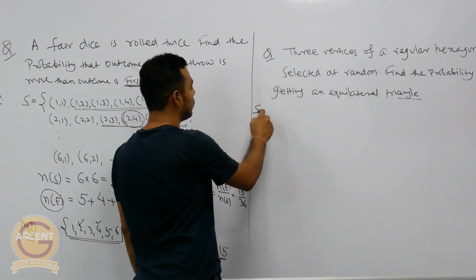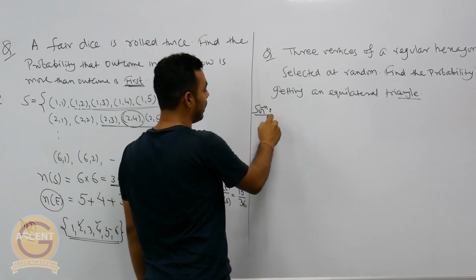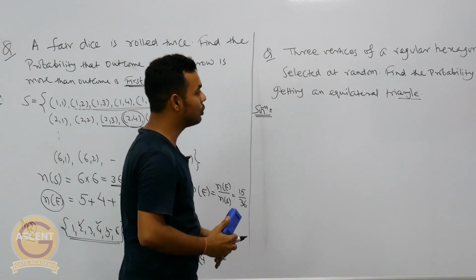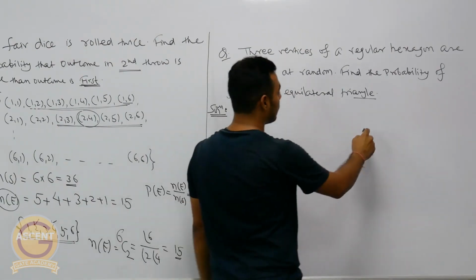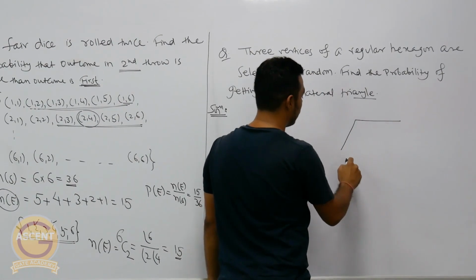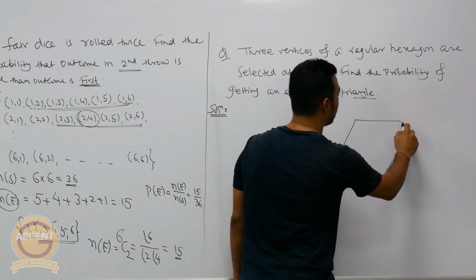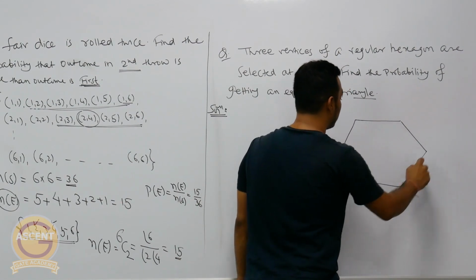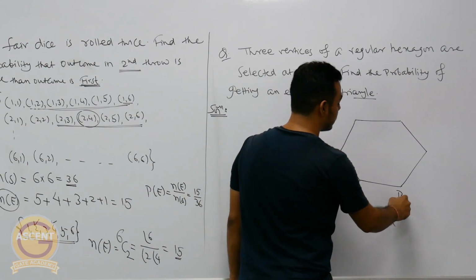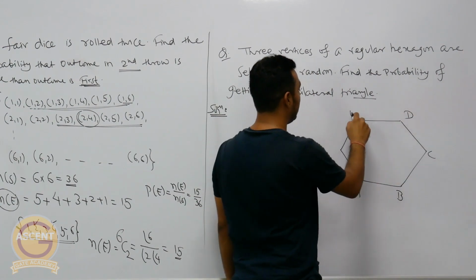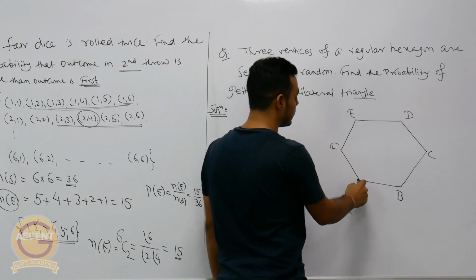So first we are going to draw a regular hexagon, and then we'll see how to draw an equilateral triangle. So suppose this is our regular hexagon. There are 6 sides. Regular hexagon means all the sides are equal. So say these are the 6 sides, A, B, C, D, E and F. These are the 6 vertices.